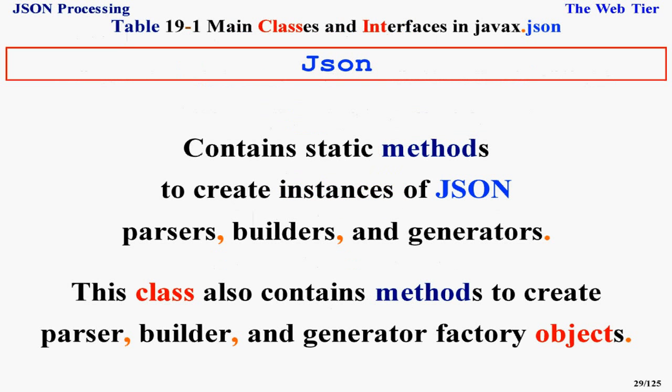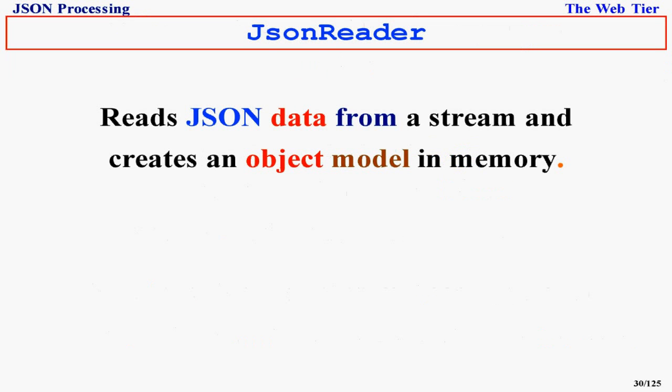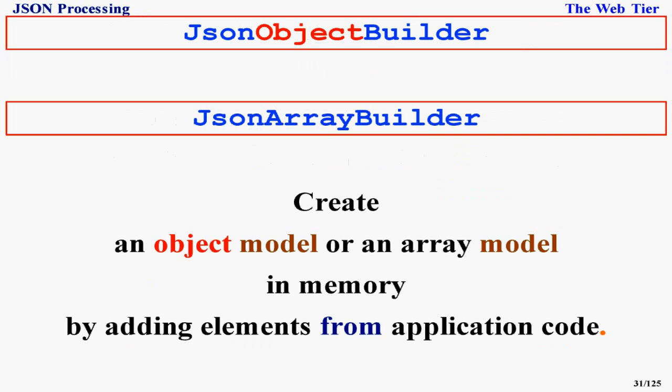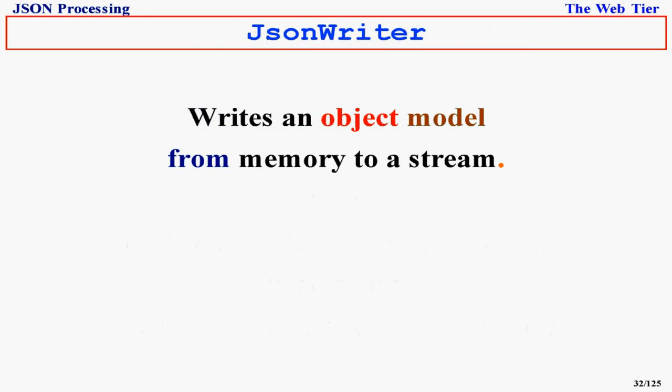Table 19-1: main classes and interfaces in javax.json. Json contains static methods to create instances of JSON parsers, builders, and generators. This class also contains methods to create parser, builder, and generator factory objects. JsonReader reads JSON data from a stream and creates an object model in memory. JsonObjectBuilder and JsonArrayBuilder create an object model or an array model in memory by adding elements from application code. JsonWriter writes an object model from memory to a stream.